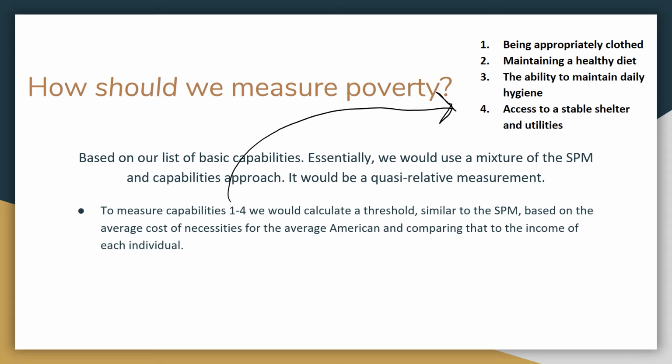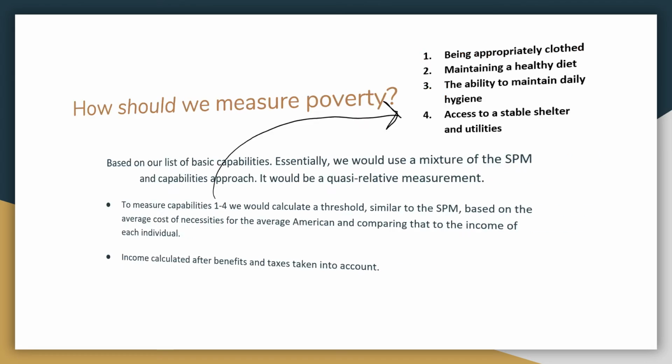It would set the expenditures for each of these categories like the SPM does, including food, shelter, clothing, and utilities, and we would also calculate daily hygiene products into the miscellaneous category, along with the other items it already includes. All these expenditures would be looked at to create the poverty threshold. We would look at the 33rd percentile, which would be a dollar amount, and if your income is below that, you would be classified as living in poverty. Income would be calculated after benefits and taxes were taken into account, similar to the way the SPM measures.